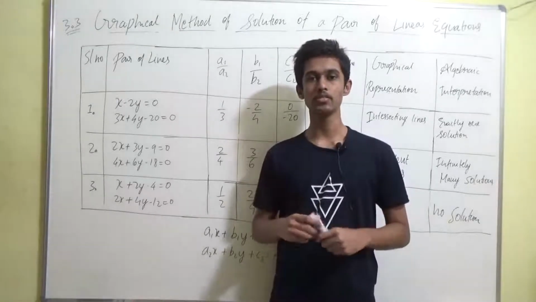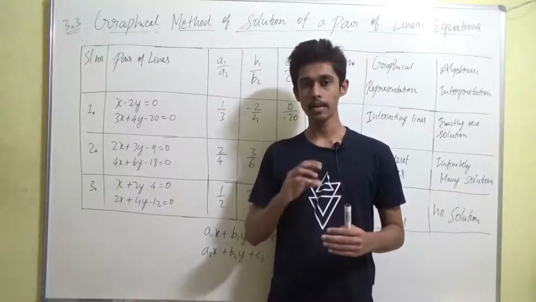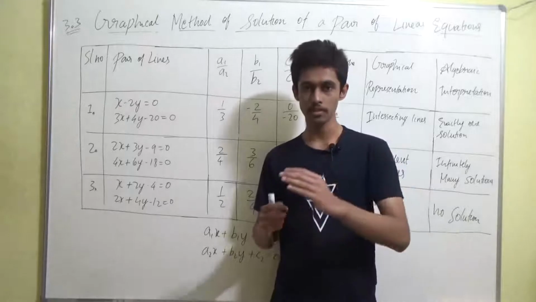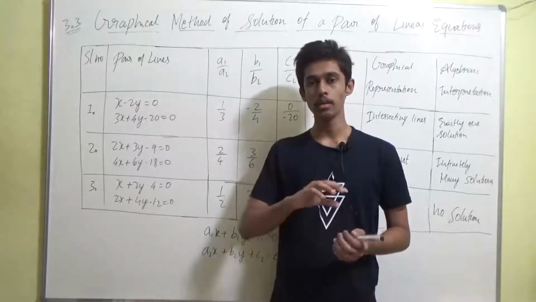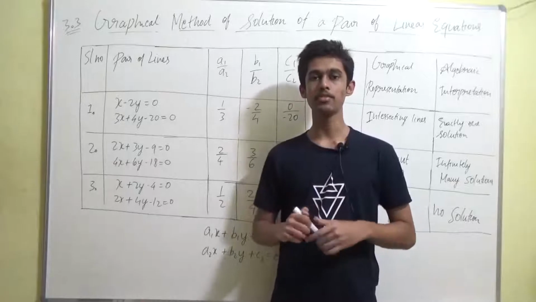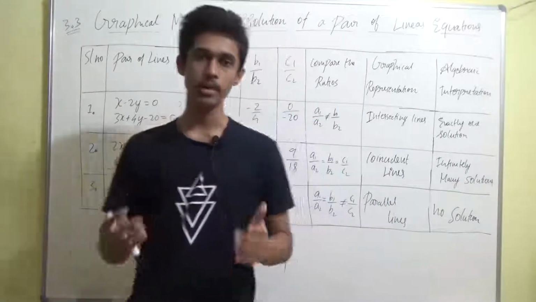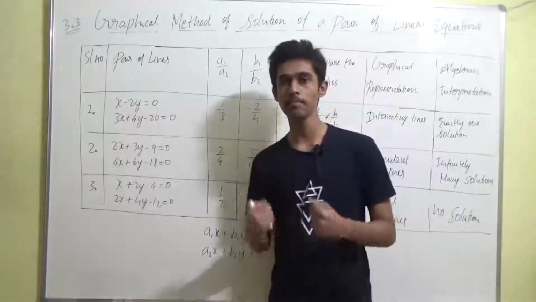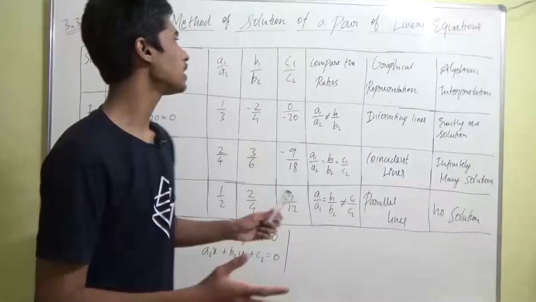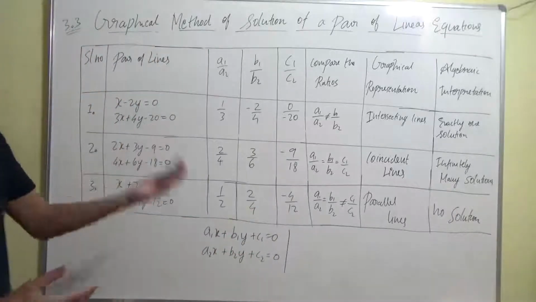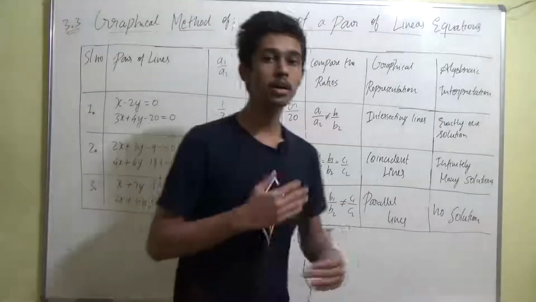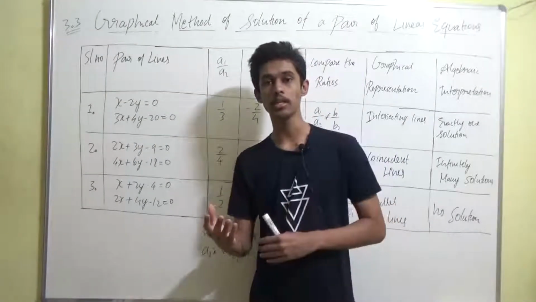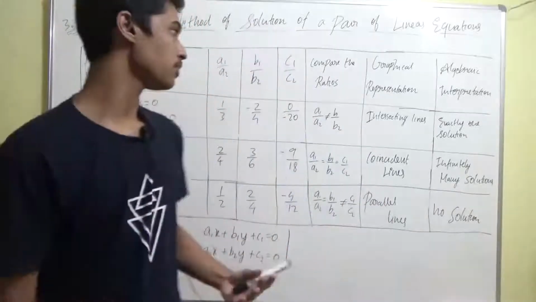In the previous lectures we learned how to come to a linear equation in two variables from the conditions given in the question and how to represent them graphically. That is, we learned how to get the pair of linear equations algebraically and how to represent them graphically. Now we are going ahead and seeing the graphical method of solution of a pair of linear equations. Now we are going to learn how to find a solution from the graphical representation.